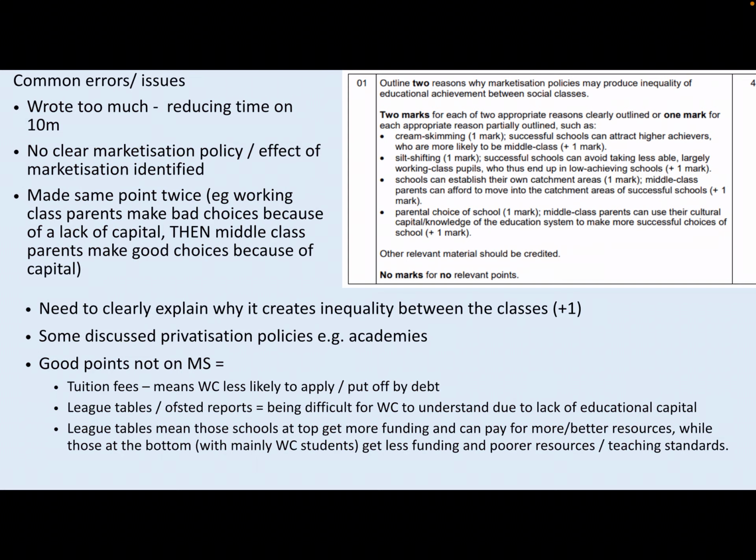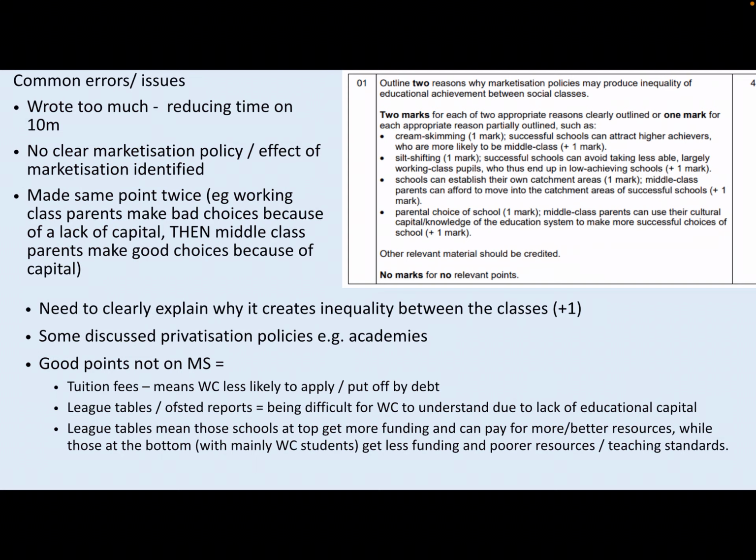So remember, academies are evidence of privatisation, unless you made the link to academies creating more competition in the education marketplace. Again, this issue of making the same point twice. So say you've written a point saying working class parents make bad choices because of lack of capital, and then you've done a second point saying but middle class parents make good choices because of their good capital. They are the same. That's the same argument.